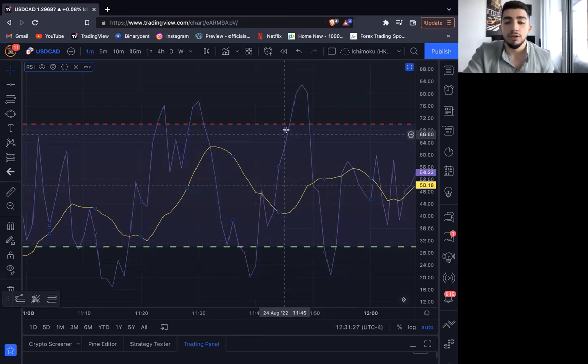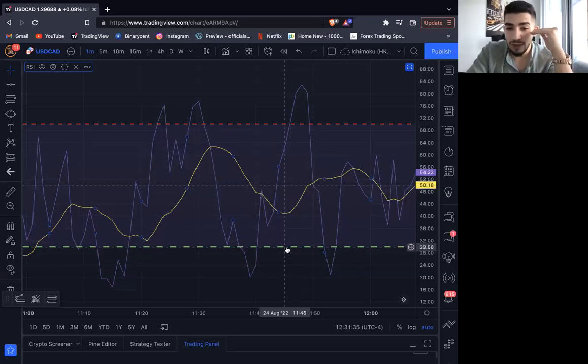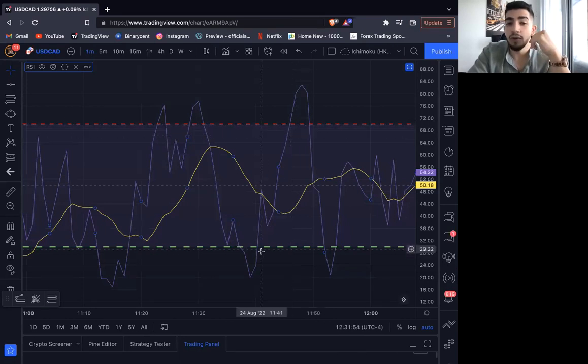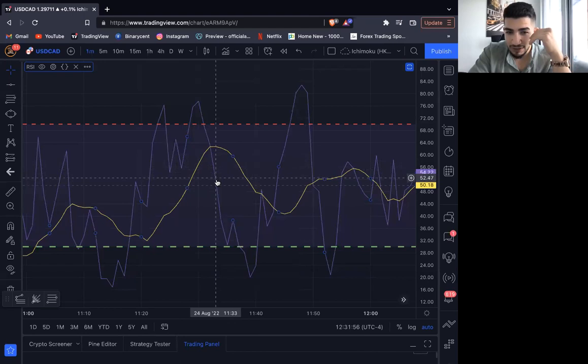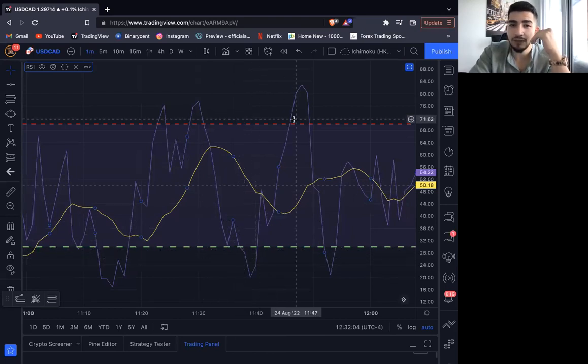Now, we treat the purple line like a tennis ball. And we treat the green line, or you might have a white line, which is also known as the 30 area. You guys see it says 30. We treat this line as the floor, and we treat the red line or the 70 area as the ceiling. So if my purple line is a tennis ball, if it was to drop down to the floor, I know it's going to bounce back up to the ceiling.